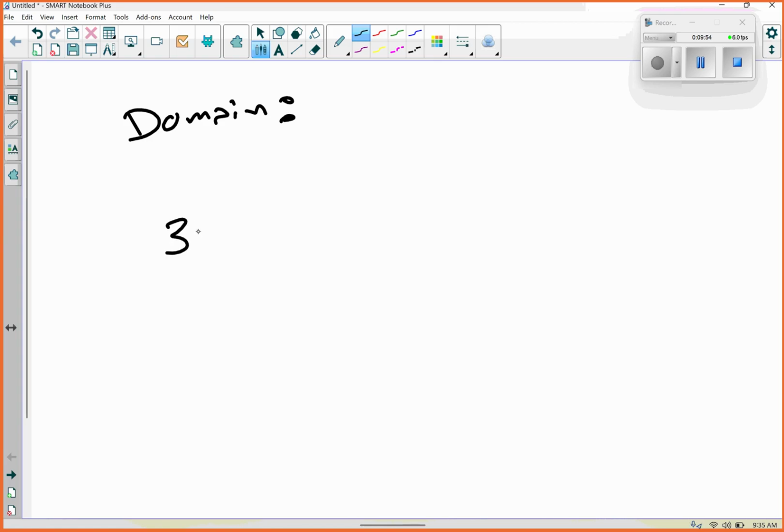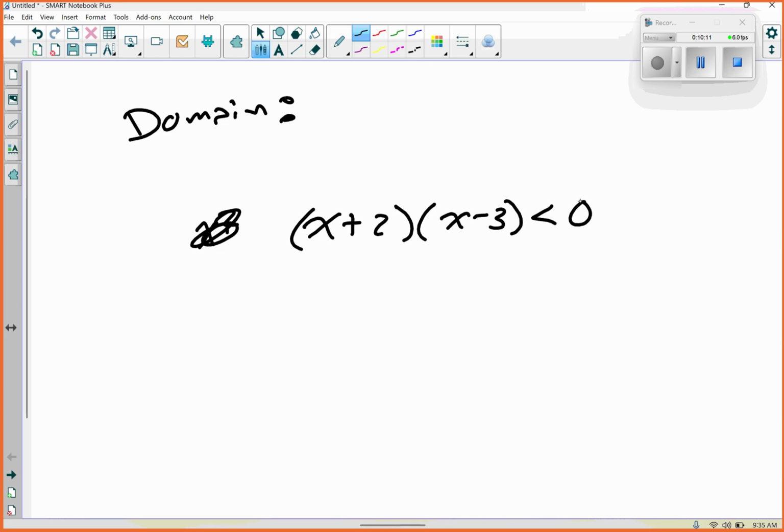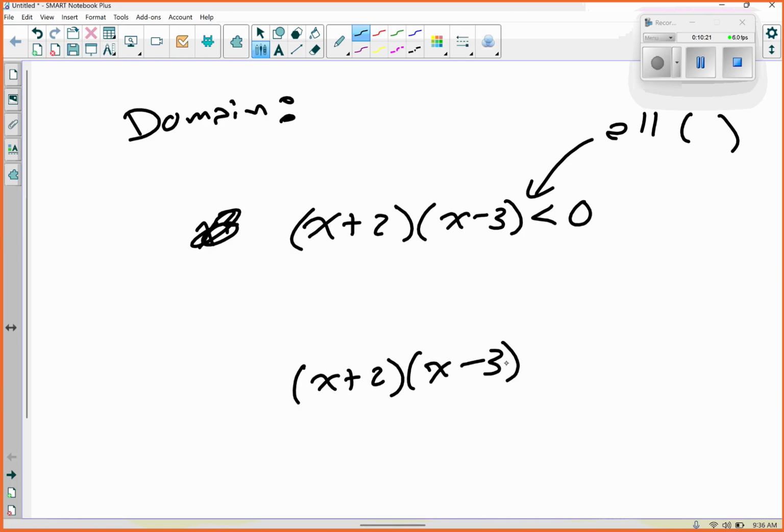Let's go like x plus 2 and x minus 3, and let's say it's less than 0. This less than is all parentheses. And if I had the same exact problem and gave it to you like this with an equal sign, it's going to have a square bracket someplace.